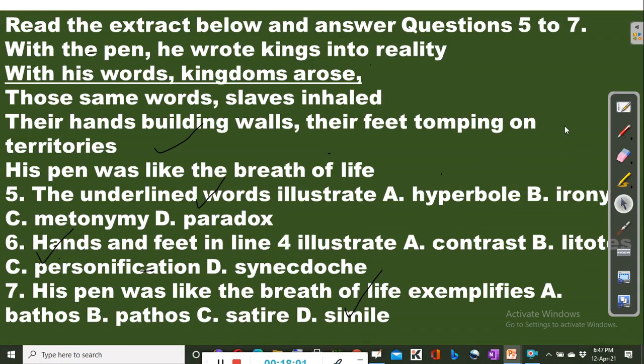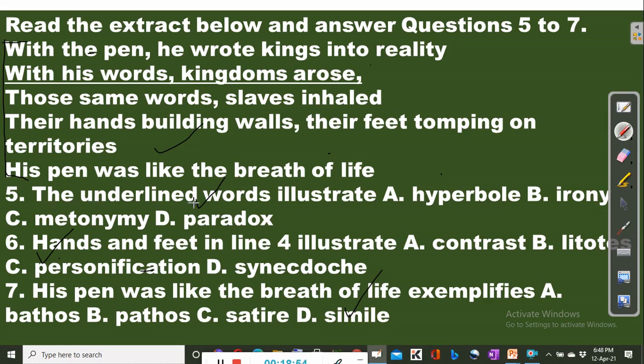Now, read the extract below and answer questions 5 to 7. This is the extract, as we can see here. Of course, this is not part of it. The extract ends here. Okay, so let's now read the extract. With the pen, he wrote kings into reality. With his words, kingdoms arose. Those same words, slaves inhaled, their hands building walls, their feet thumping on territories. His pen was like the breath of life. Wow, that's the extract. And now let's answer the questions.